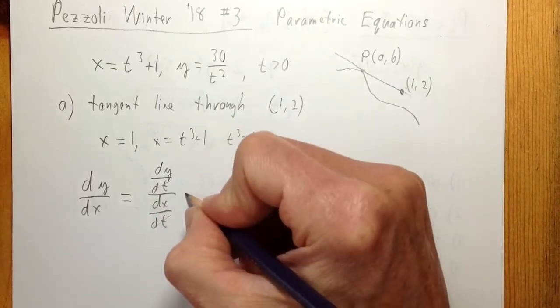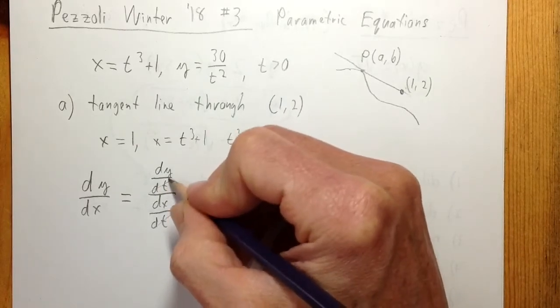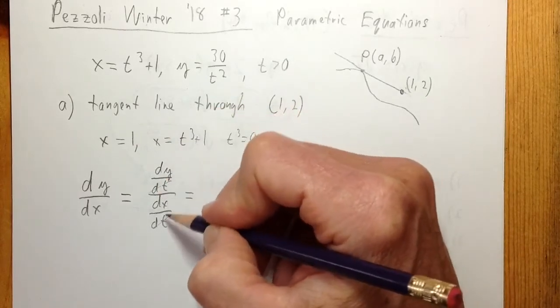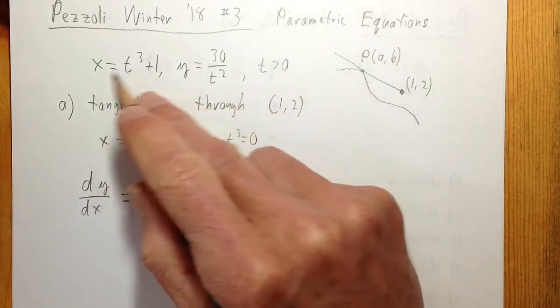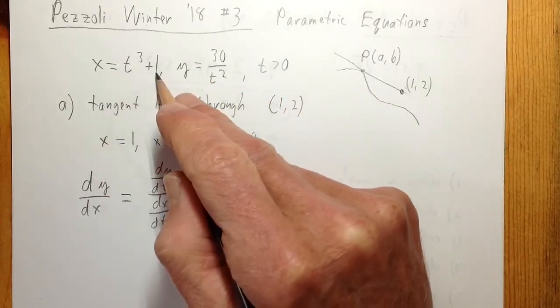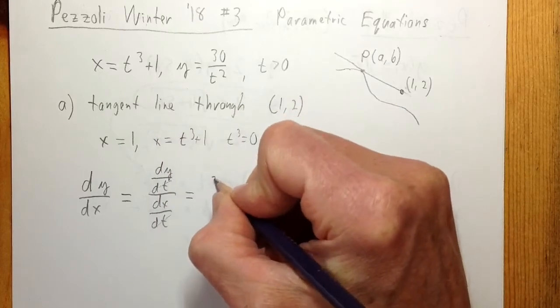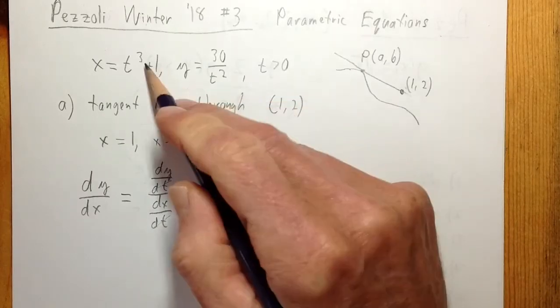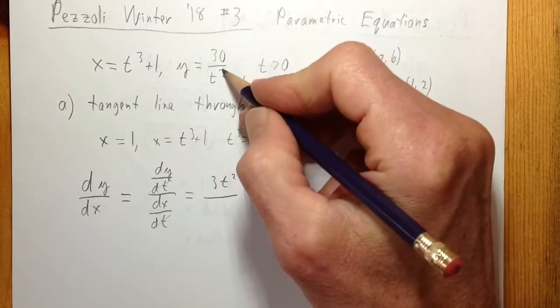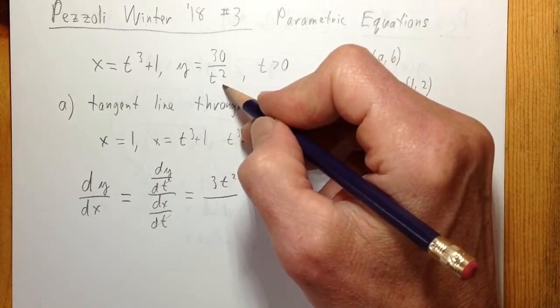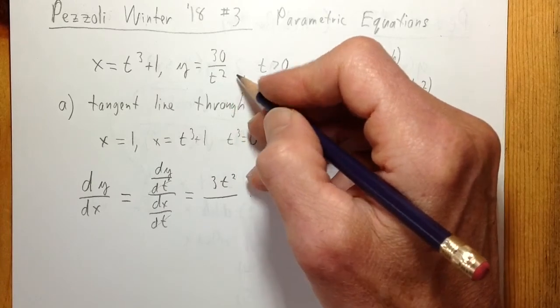But in this case we don't want them attached, so we want to actually take the derivative of y and the derivative of x with respect to time, and put them on top of each other. So dx/dt, we take the derivative of this with respect to time. That's just 3t squared, an easy derivative. The derivative of 1 is 0. Y is 30 times t to the negative 2.